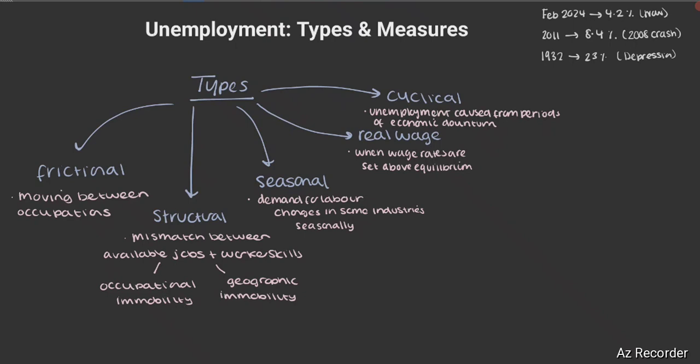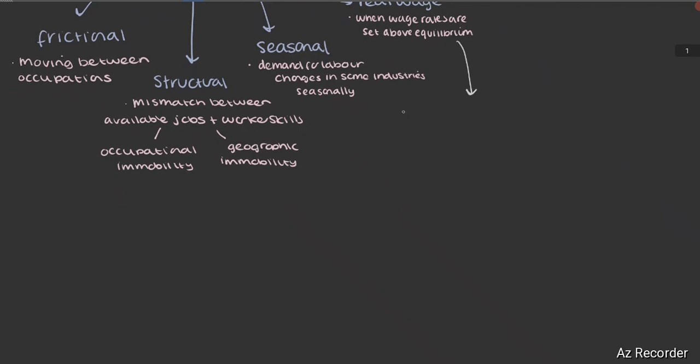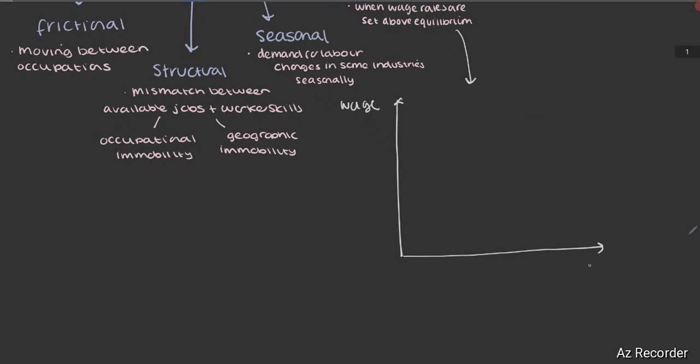And then the next form of unemployment is real wage unemployment, which is when wage rates are set above equilibrium. So we can actually show this diagrammatically. So if we just have a simple supply and demand diagram, we have the wage rate on the y-axis, and on the x-axis we have just the quantity of labour. So if we have demand, we have supply. In a competitive market, the wage rate would be at equilibrium. So W star, Q star at equilibrium.